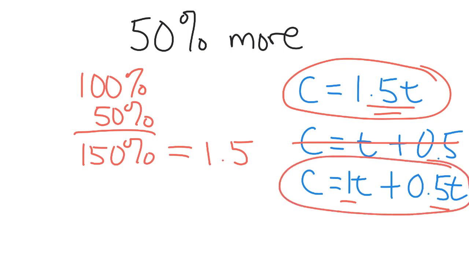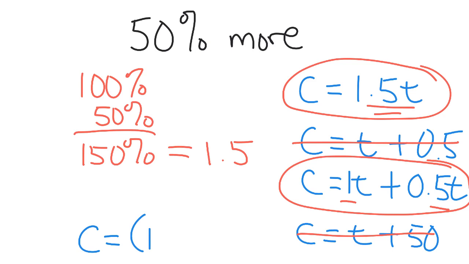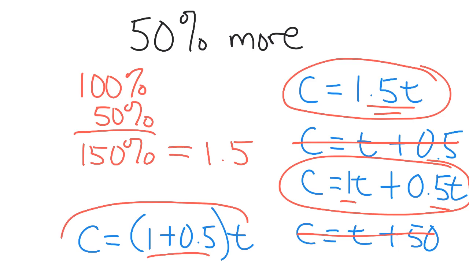Then we also have c equals t plus 50. Well, that's no good. We need 1.5, so we can put a line through that one. And then finally, the last one we have, c equals 1 plus 0.5 times t. Well, 1 plus 0.5 equals 1.5 times t. So this one will work as well. So we actually have three here. We've got this one, and that one.